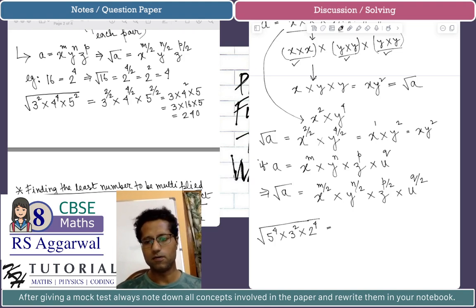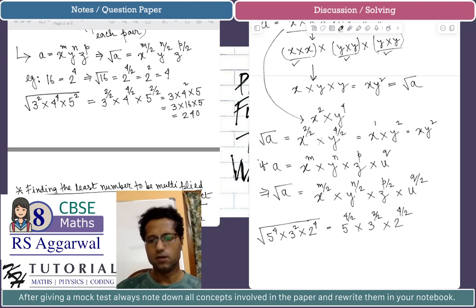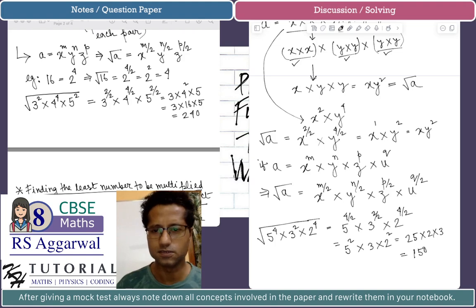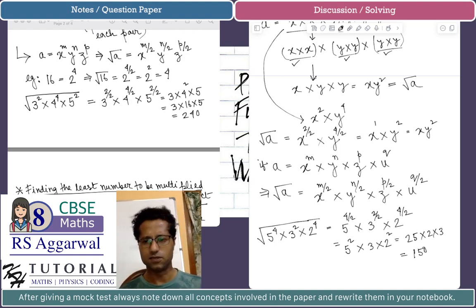You just divide all the powers by 2. 5 raised to the power 4 by 2 multiplied by 3 raised to the power 2 by 2 multiplied by 2 raised to the power 4 by 2. This is equal to 5 square multiplied by 3 multiplied by 2 square. This is equal to 25 multiplied by 2 multiplied by 3, which is equal to 150. So this is a little side note, or quick result, you can keep in mind as a note.